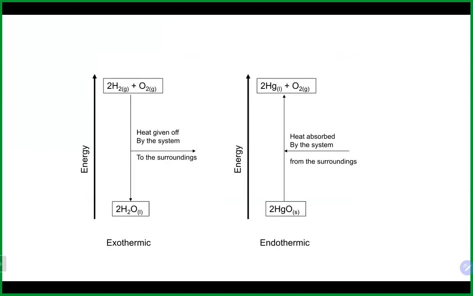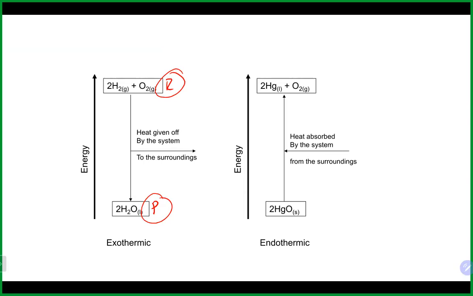So here's just another version of some of those energy diagrams, but here we have this reaction. This is our reactants, that's our products. Once again, we have our reactants higher in energy than our products. The only way for that to happen is it has to give off energy to the surroundings, and that would be exothermic.